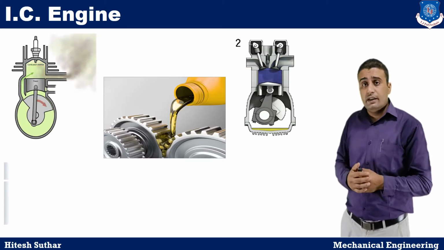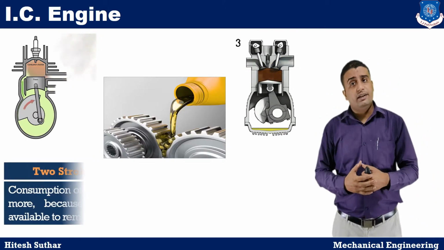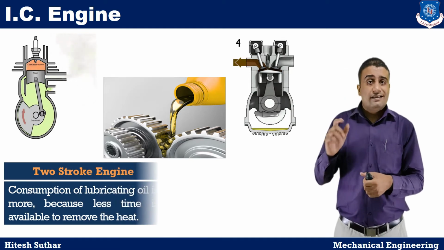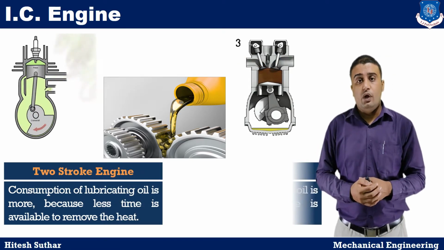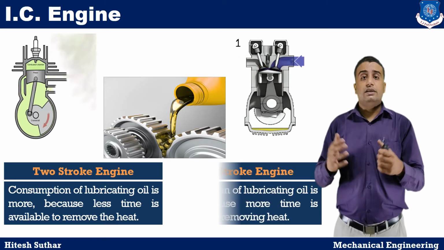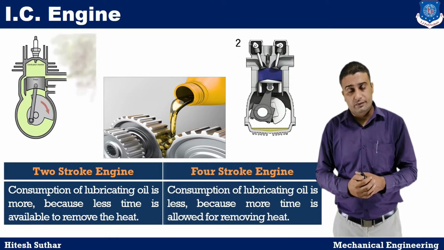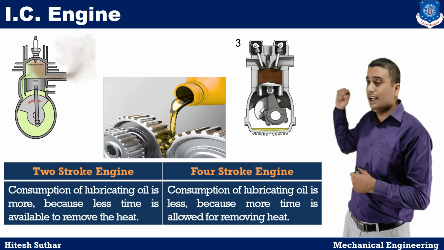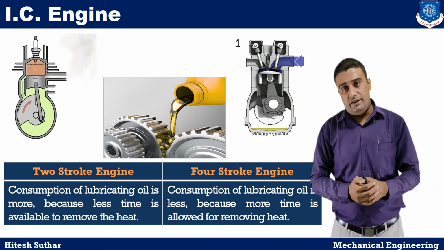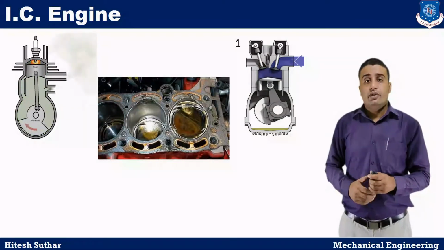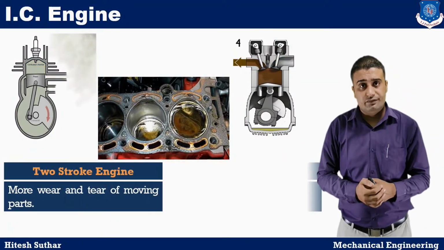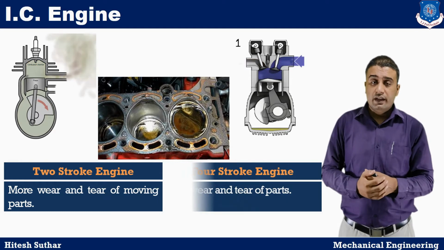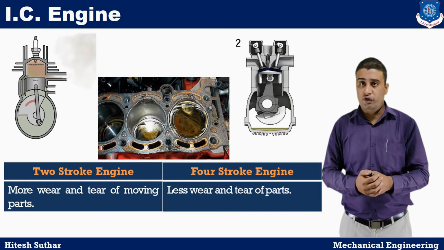In two-stroke engine, consumption of lubricating oil is more because less time is available to remove the heat. While in the four-stroke engine, consumption of lubricating oil is less because more time is allowed for removing the heat. In two-stroke engine, more wear and tear of moving parts, while in the four-stroke engine, less wear and tear of moving parts.